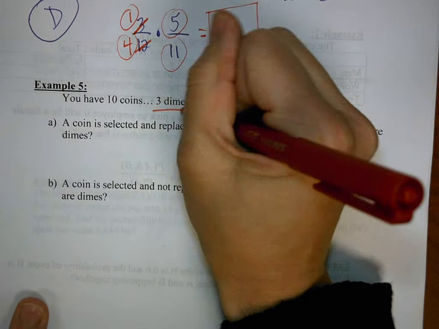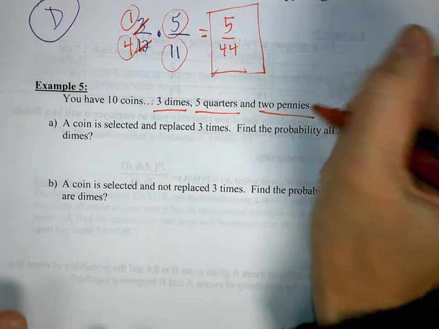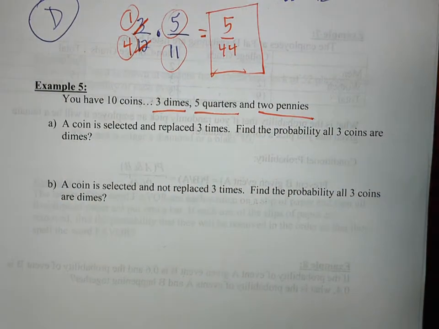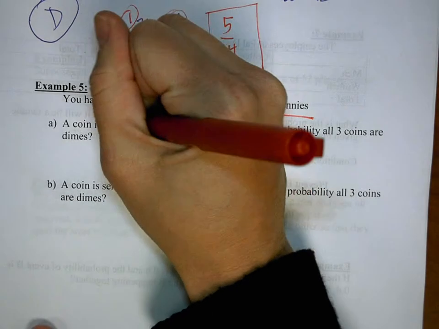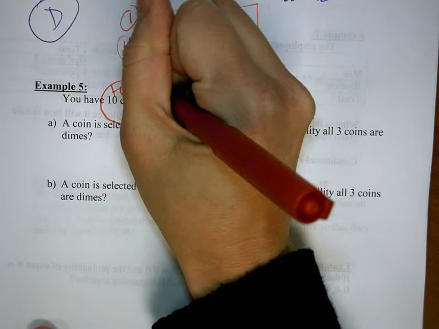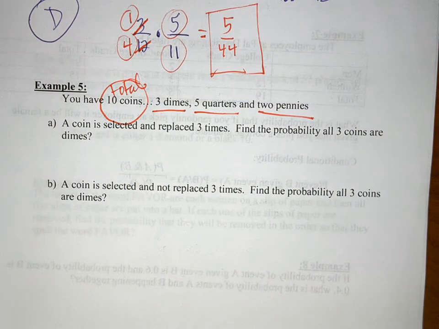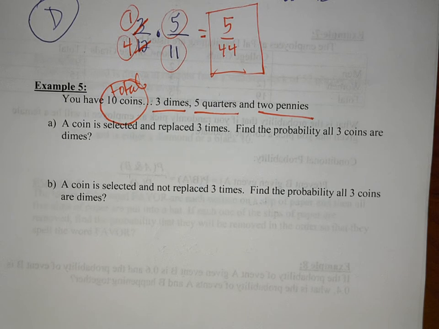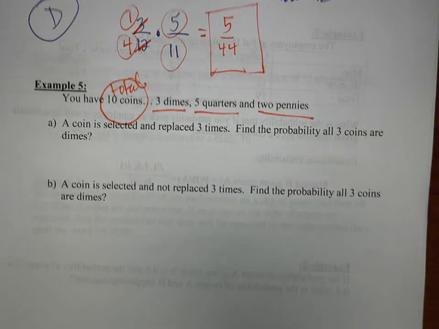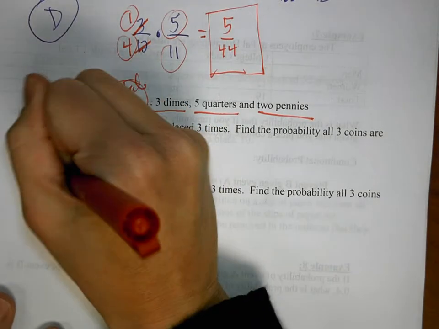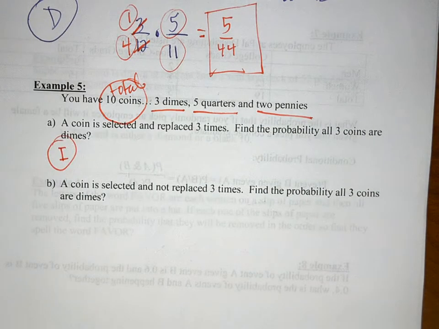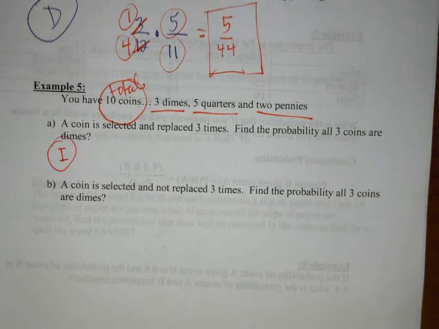You have 10 coins. There are 3 dimes, 5 quarters, and 2 pennies. So what is my total? 10 is my total. Okay, so be careful. Don't try to add 10 in that mix. Okay, a coin is selected and replaced 3 times. Selected, replaced, selected, replaced, selected, replaced, which means it's independent or dependent? Independent. Okay, because you could choose the same coin every time. It says, find the probability all 3 coins are dimes.